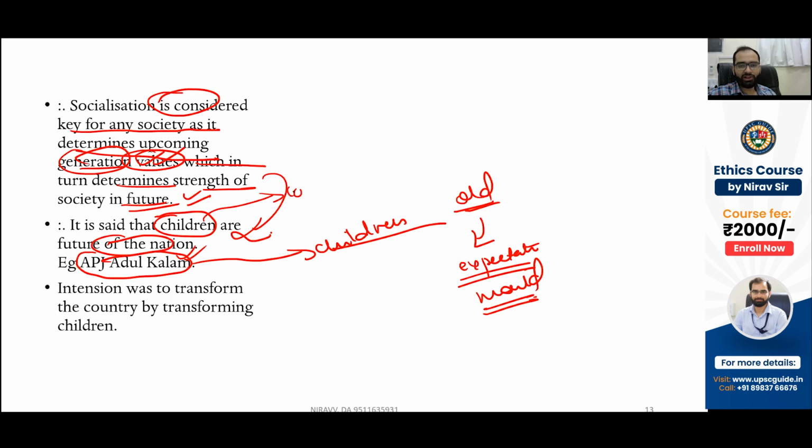That is why he loved children. That is why he interacted with children. Do you remember this or not? Yes. Okay. So therefore, his intention was to transform the society, the country, by transforming the children. Okay, so I think that we should stop here today.